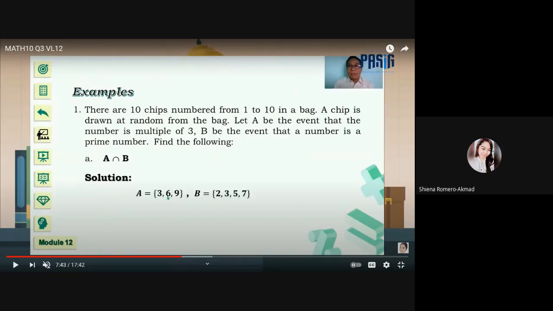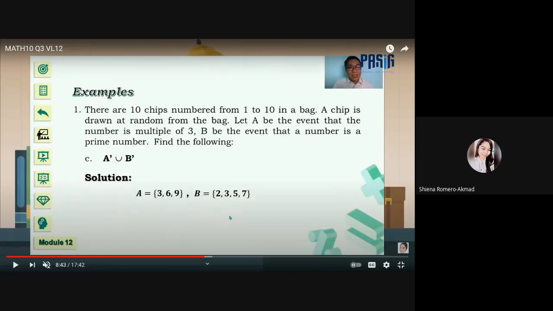So ito yung mga binanggit nating numbers kanina. We have 3, 6, 9 for event A and 2, 3, 5, 7 for event B. So hanapin natin yung common. What is common in both? Ano lang ang common sa kanila? We only have 3 as the common element. So we have A intersection B is equal to the element which is 3. Okay. How about for their union? So we have 2, 3, 5, 6, 7, 9. So we got all the elements that they have.